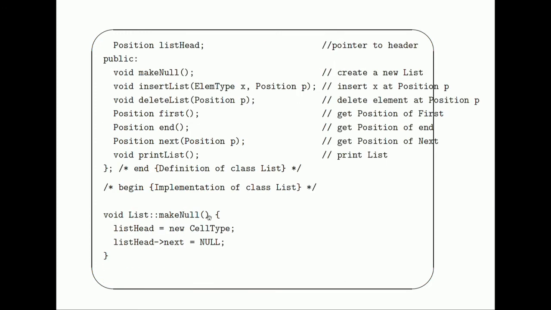So, let us look at this. What do we have now? When I look at the private data, I have a position which points to the list head. Then we have something that creates an empty list, insert list element X at position P, delete list element at position P, delete whatever is there at position P. What is the position of the first element? What is the position of the last element? What is the position of the next to the position P? Print the entire list. This is a partial implementation that we have.